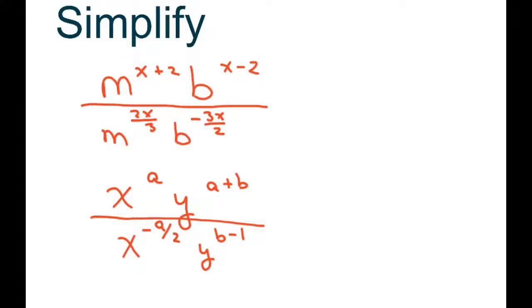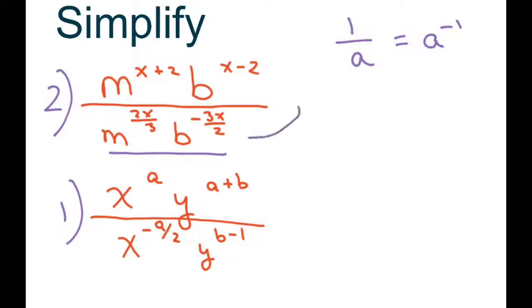Hey everyone, we're going to simplify these expressions that involve exponents, and what you need to remember is that 1 over a equals a to the negative 1. So what we're going to do is I'm going to do this one first and then this one second, because I just wrote them down wrong. I'm going to bring up my denominator, take my denominator here and move it up by using my reciprocal property.